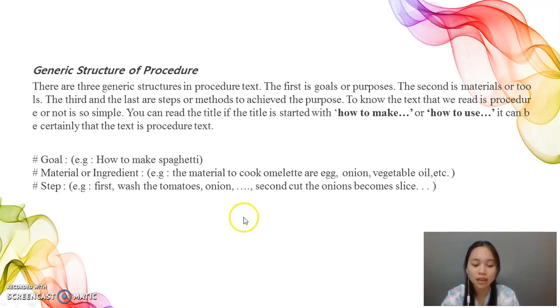And now, remember that the generic structure of procedure has three points. The first, goal, for example, how to make spaghetti. Materials or ingredients, for example, the materials to cook omelette: egg, onion, vegetable, oil, and so on. And the third point, steps, for example, first, wash the tomatoes and onion; second, cut the onions into slices, and so on.